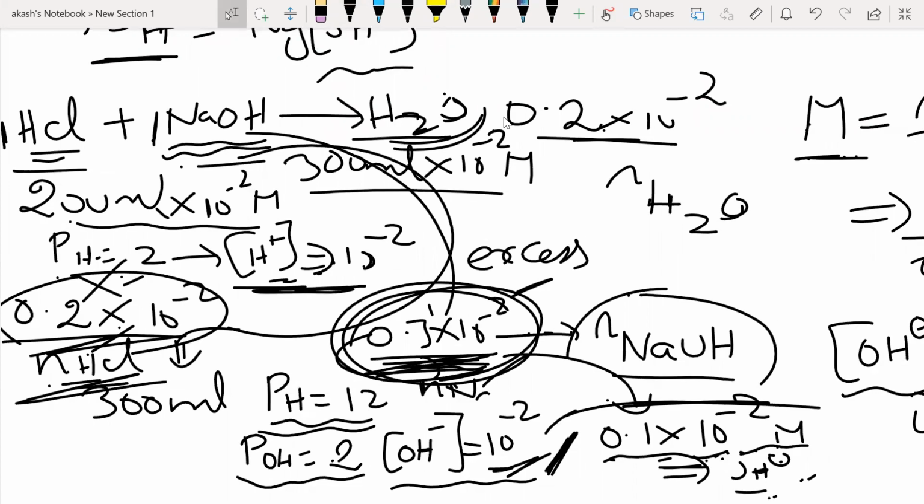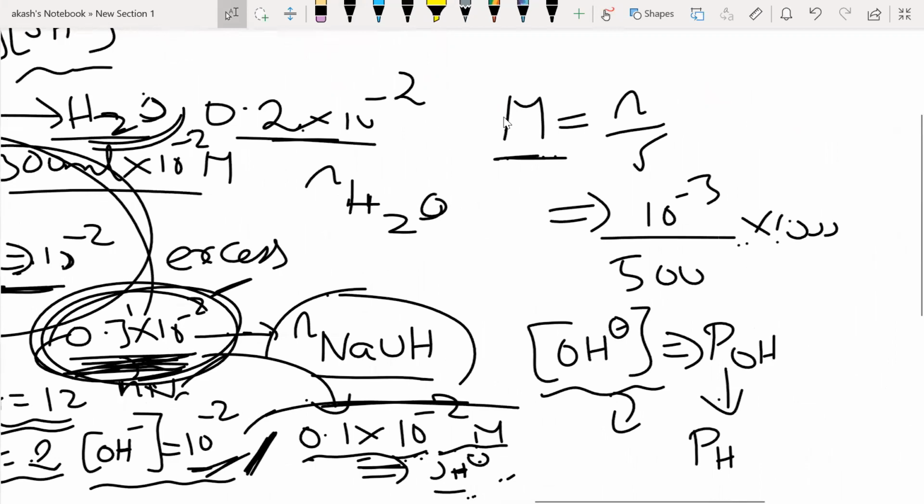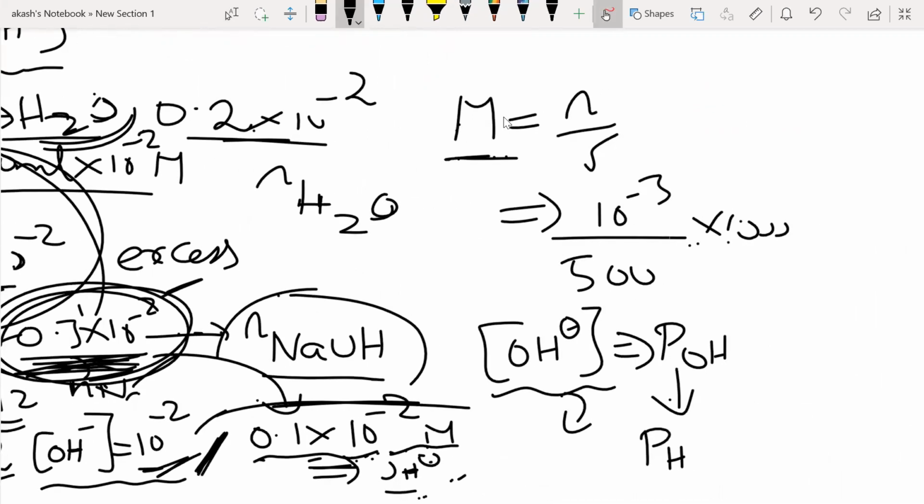Now I know the number of moles of NaOH. I can easily find the molarity of the NaOH, that is number of moles over volume. The only thing I have to remember is that you have to use the total volume here, not just the volume of NaOH. 200 mL of HCl and 300 mL of NaOH, so the total volume is 500 mL. You can easily find the OH minus concentration. Then they want the pH of the solution, but you cannot find the pH directly. You have to find the pOH and then find the pH.